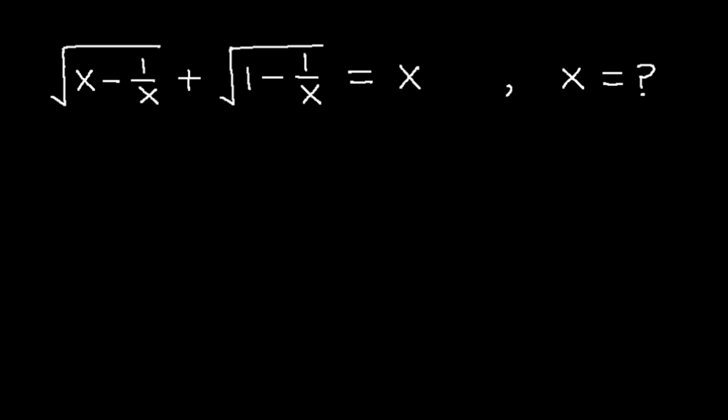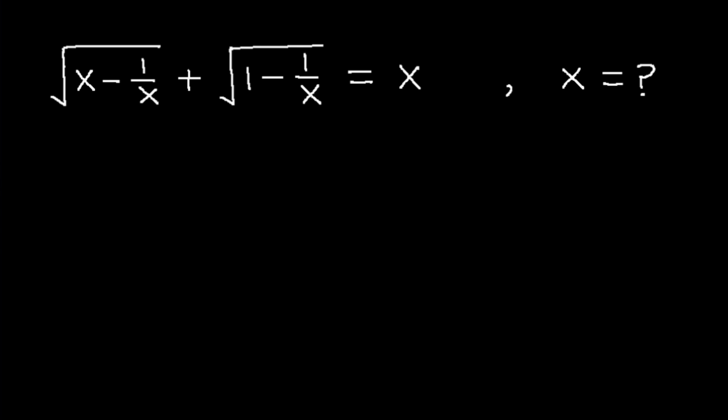Let's solve this beautiful radical equation. We need to find the value of x, where the square root of x minus 1 over x, plus the square root of 1 minus 1 over x, is equal to x.